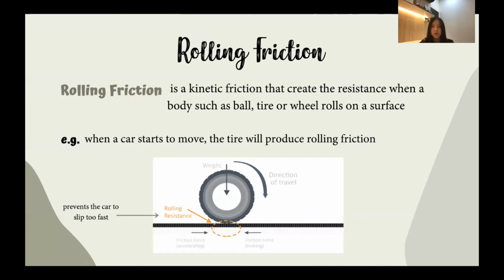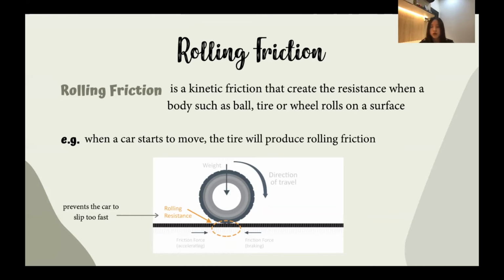The last one is rolling friction. Rolling friction is a kinetic friction that creates resistance when a body such as a ball, tire, or wheel rolls on a surface. An example of rolling friction is when a car starts to move, the tire produces rolling friction.